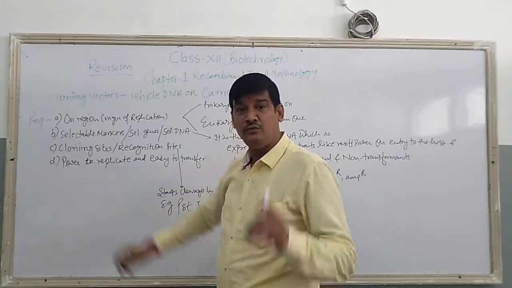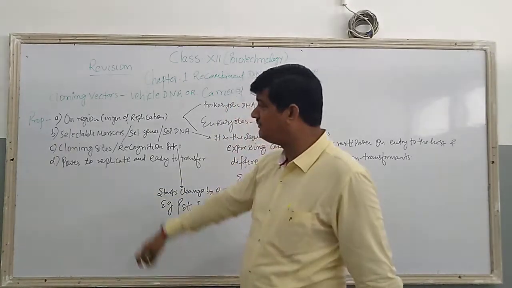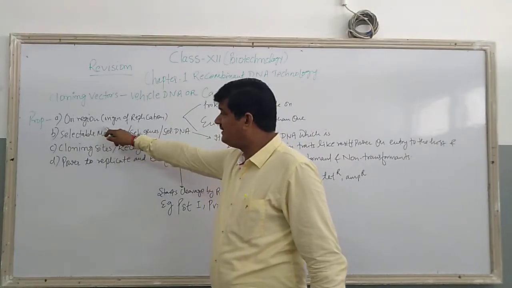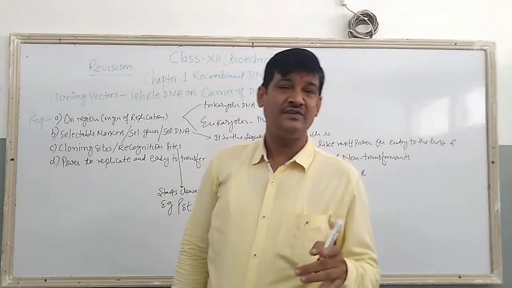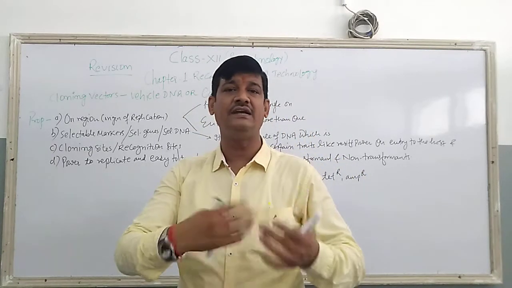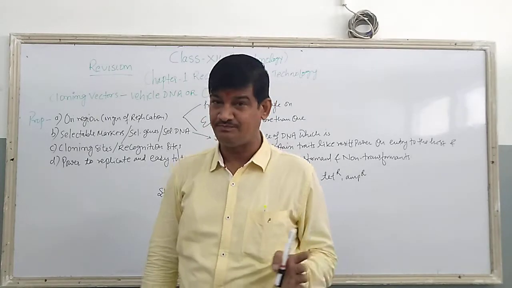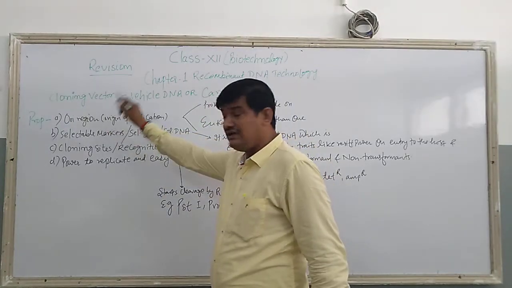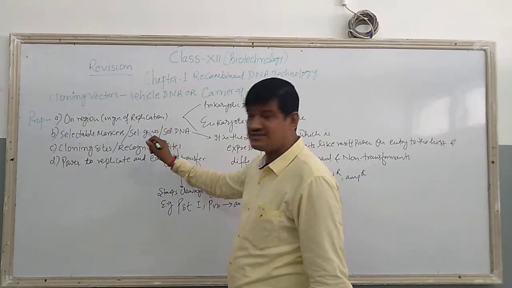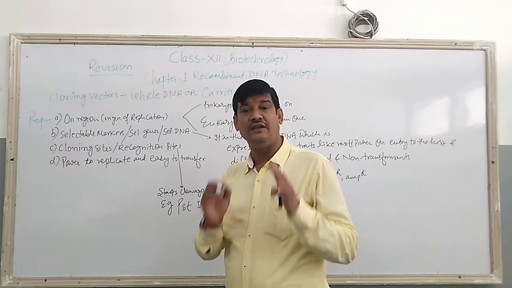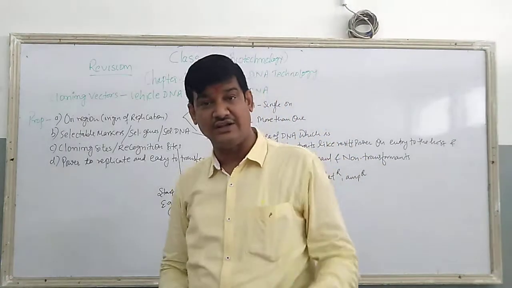The properties which are applicable to all the cloning vectors: number one is ORI, that is called the origin of replication. Replication is a process of making a duplicate copy of the DNA strand or DNA template. So each cloning vector, or simply vector, must have an origin of replication. It means from that place replication will be started.